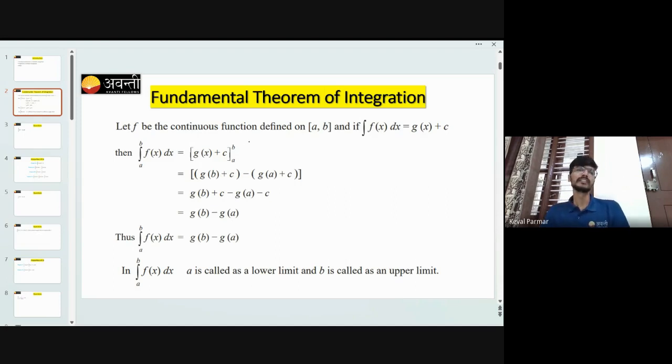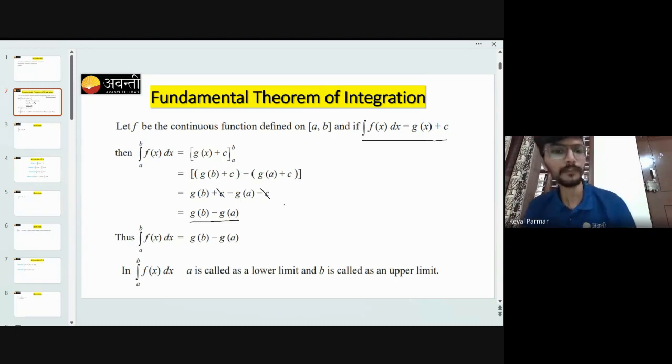First is the fundamental theorem, which means that if the integration of f of x dx is g of x plus c, then the integration from a to b of f of x dx will be g of b minus g of a. As you can see, in definite integration there is no constant of integration because it gets cancelled here. Got it?